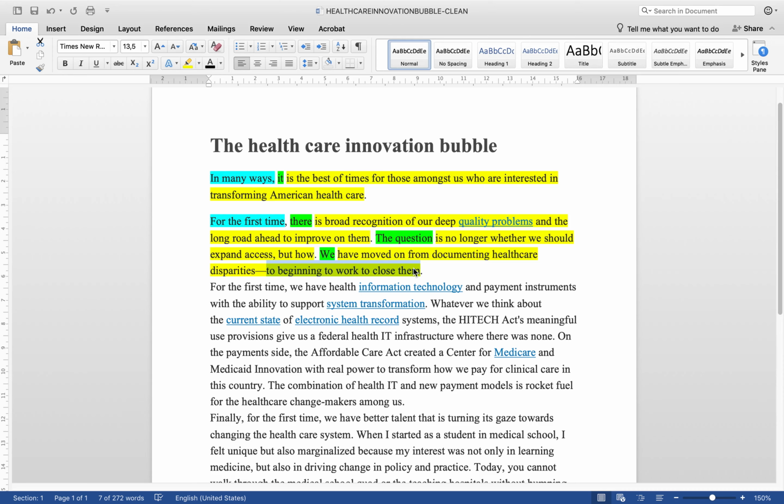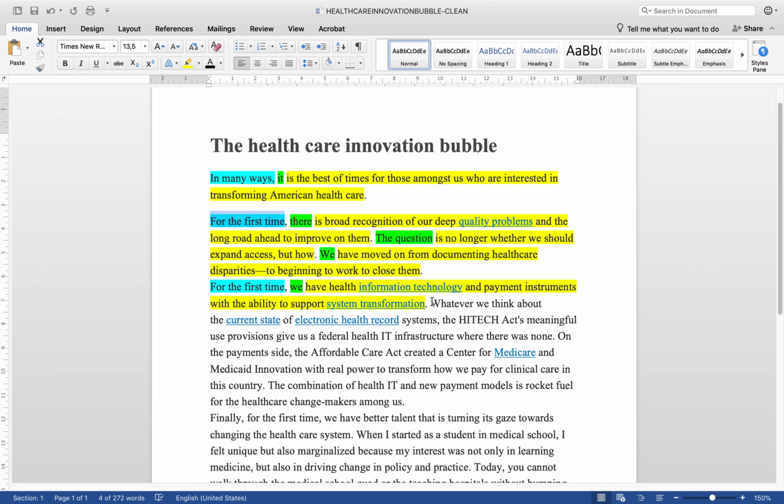I'm sorry. Next sentence. For the first time, we have health information technology and payment instrument with the abilities to support system transformation. This is a result of the previous for the first time. I mean, this writer is obviously fond of that one and apparently overwhelmed with how it has changed things. Remember, this is way before Trump started to reverse the Affordable Care Act in the United States.